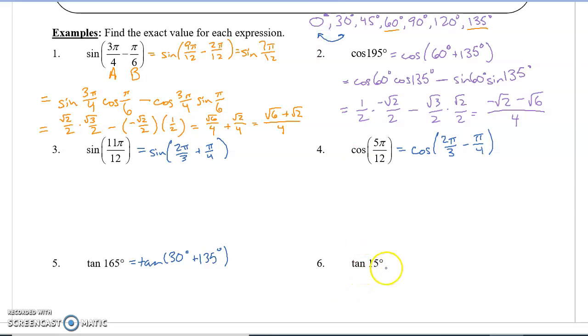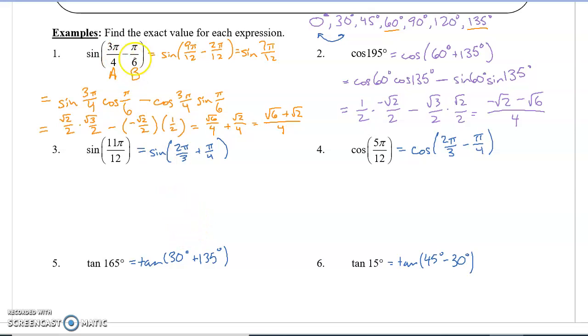So I don't think we can add very easily to get these, but we could definitely subtract, right? Maybe 45 minus 30. So tangent of 15 degrees is the same thing as tangent of 45 degrees minus 30 degrees. So that's kind of a nice first step for all 4 of these problems, okay? Figure out how to break it up and then apply the identity.